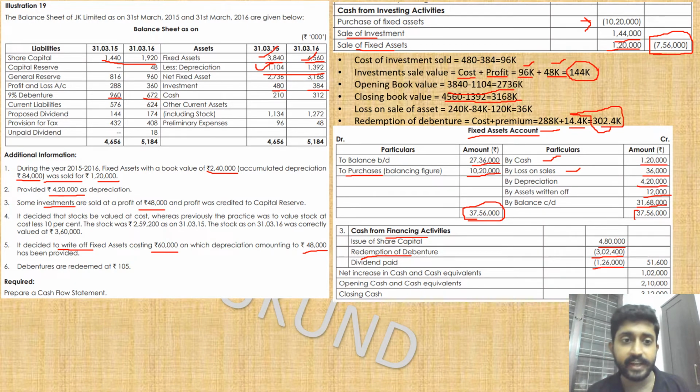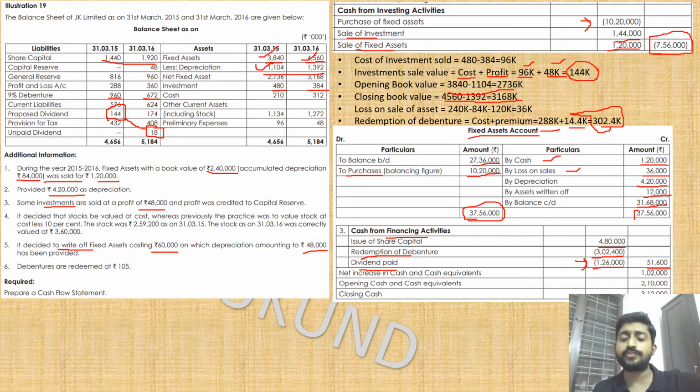Next, dividend paid. So that is also a financing activity. Dividend paid is last year's dividend, which we will pay in the current year. So what is the last year dividend that was proposed? 1,44,000, out of which 18,000 is unpaid here. So 1,44,000 minus 18,000 becomes 1,26,000, which is paid in the current year. Since it is a payout, I am reducing it, and total cash from the financing activity is 51,600.